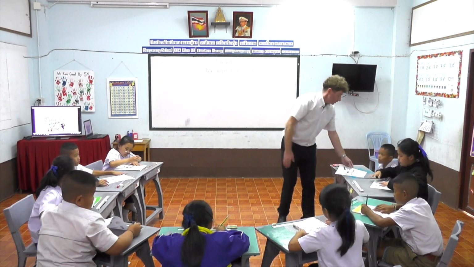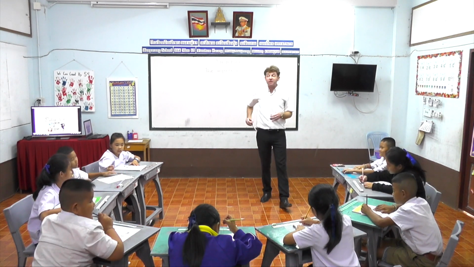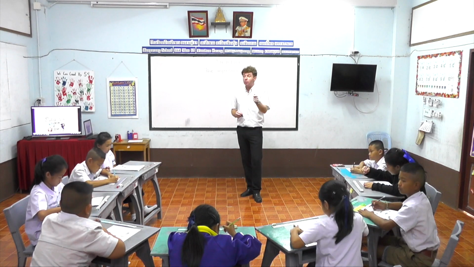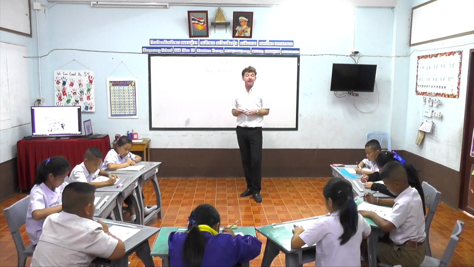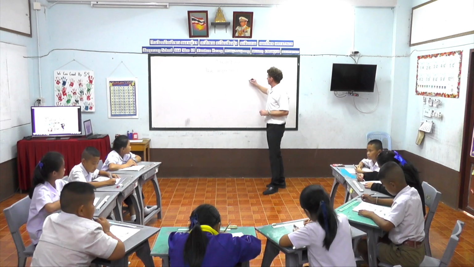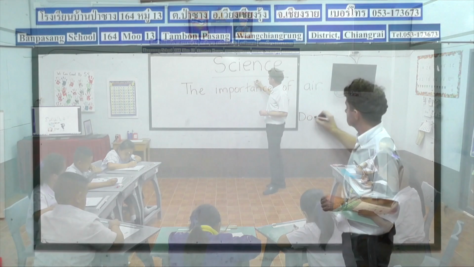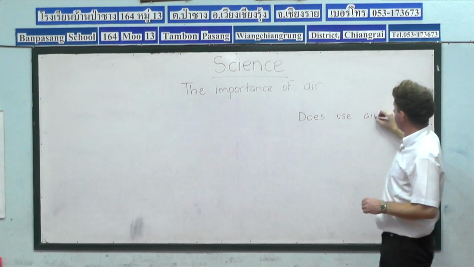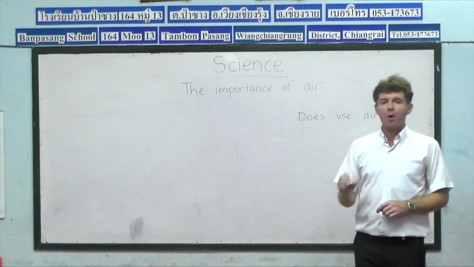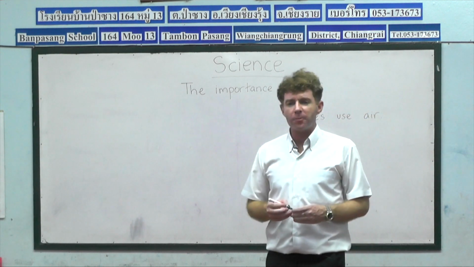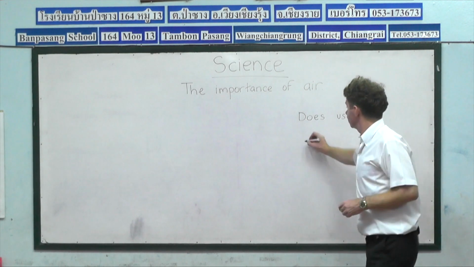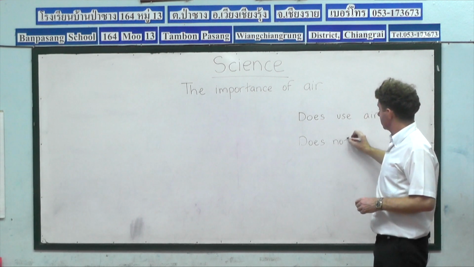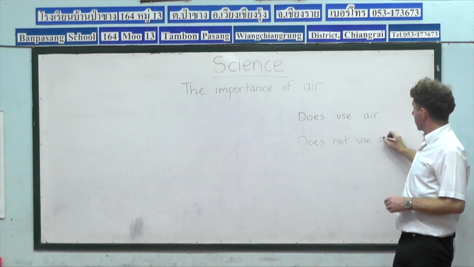Thank you. Okay, guys, so we have 12 different objects, 12 different pictures. If you think it uses air, like we have to use air when we use it, we write, does use air. But if it's an object that we don't need air to operate, then we write, does not use air.